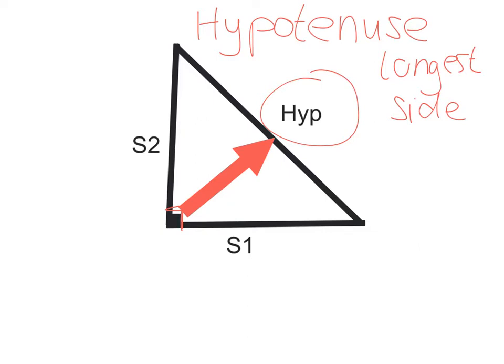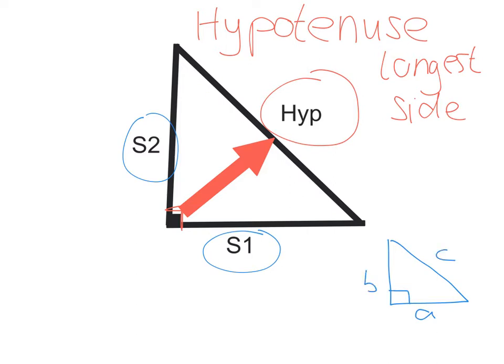Now in Wellington, we refer to the other sides as side 1 and side 2. Now, if you have learnt Pythagoras' theorem somewhere else, you might be more familiar with A, B and C for labelling your triangle, where C is your hypotenuse. And that's absolutely fine as well. It's just a different way of referring to the sides. But what I'm going to be using will be the side 1, side 2 and the hypotenuse.